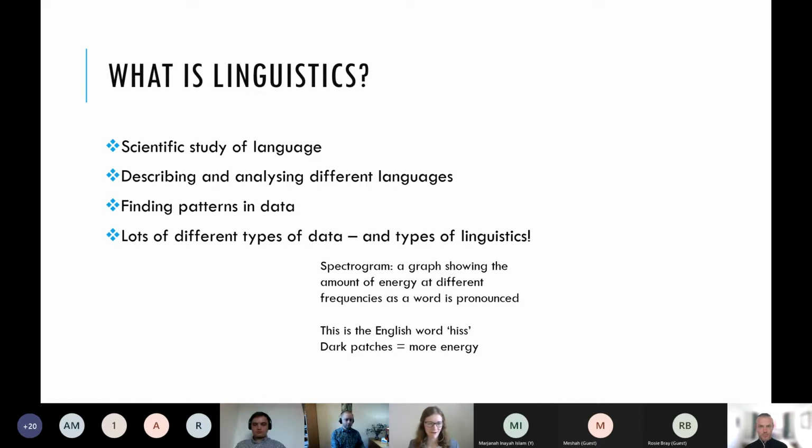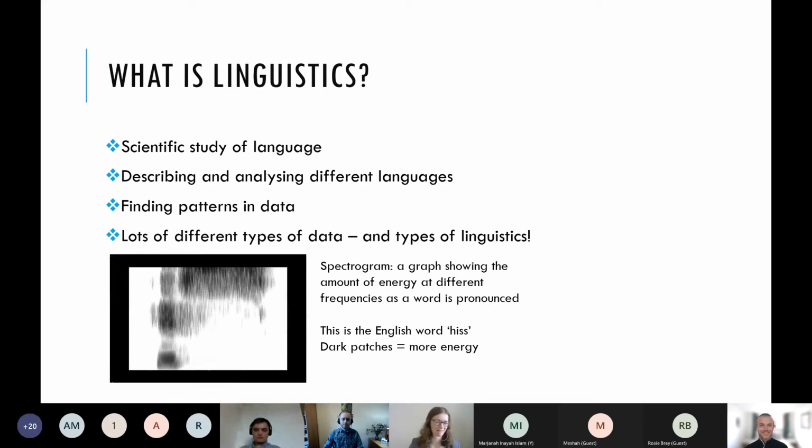There should be a picture showing up, which I can't see at the moment. Ah, there it is. Great. So in that bottom left-hand corner, you should see a spectrogram, which is a type of graph. It shows the amount of energy at different frequencies as a word is pronounced. So this is a spectrogram of the English word hiss. So how this graph works is the dark patches show where there's more energy. We've got frequency going up the y-axis, and we've got time going along the x-axis.